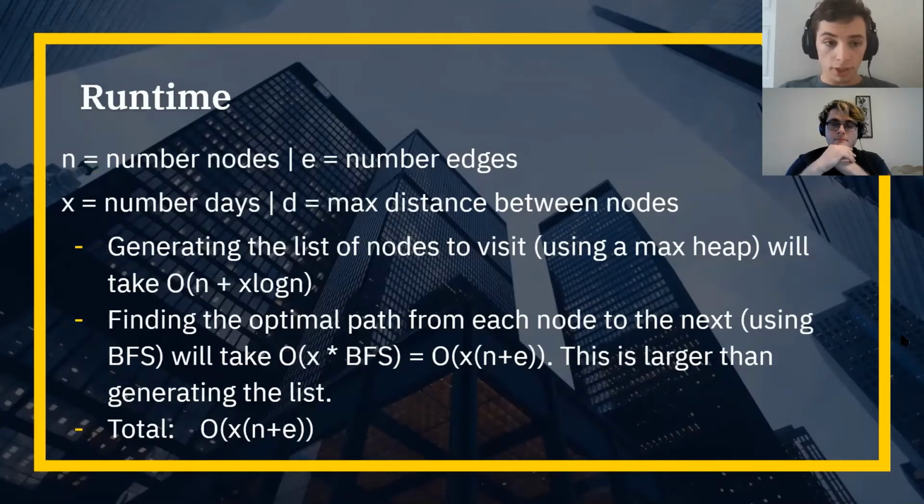As far as runtime goes for this, if we define these variables, N for the number of nodes, E for the number of edges, X for the number of days, and D again for the max distance between nodes, generating this first list using a max heap is an N plus X log N operation. Then finding the optimal path for each node in the list is going to be using a breadth first search, because this is unweighted, we can use breadth first search, would be O of X times N plus E, which is larger than the other term, meaning our total runtime is O of X times N plus E.